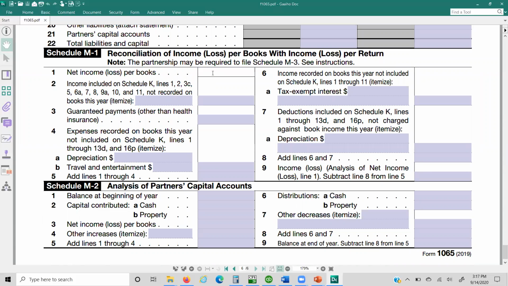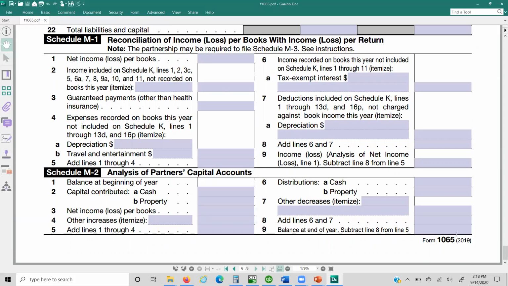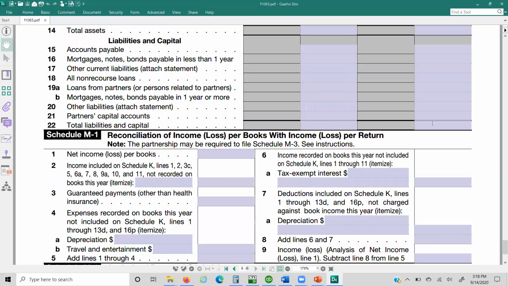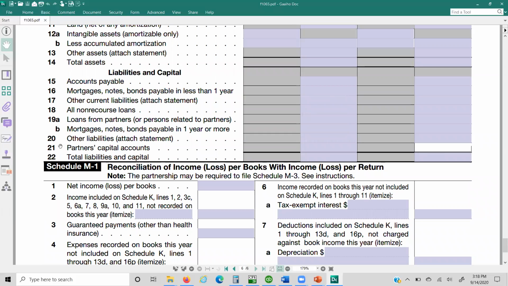Schedule M1 reconciles net income per books with net income per return, which can differ by things like accelerated depreciation claimed on the tax return, where book methods utilize straight line depreciation. Travel and entertainment may be only half deductible as a tax expense, but the full 100% was deducted on the books. So this is a reconciliation schedule. And then M2 is an analysis of partners' capital accounts. The ending balance on line 9 should coincide with the ending balance of the partners' capital accounts on line 21 of the balance sheet.